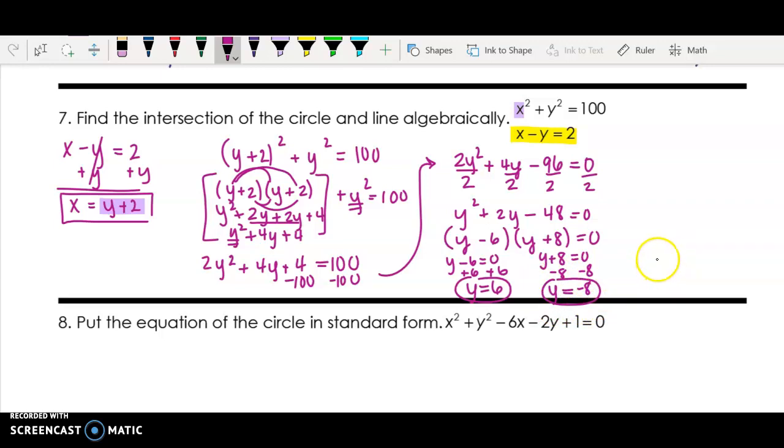So now I'm ready to find the x coordinates that go with those. So I'm going to substitute each of these into my equation where I isolated x over here and find the x coordinate that goes with each of these y values. So first I'm going to substitute for y equals 6.